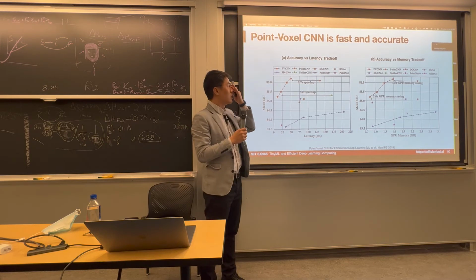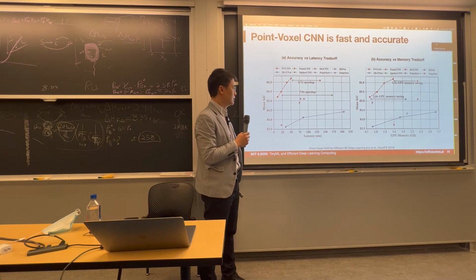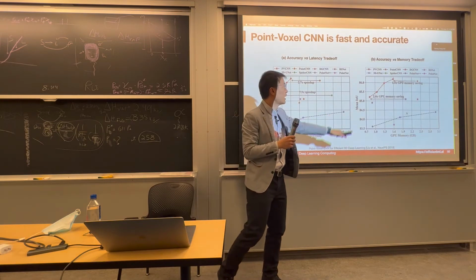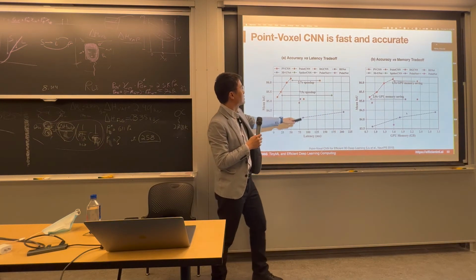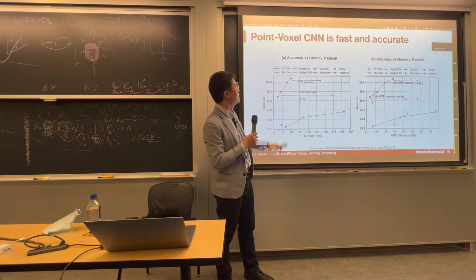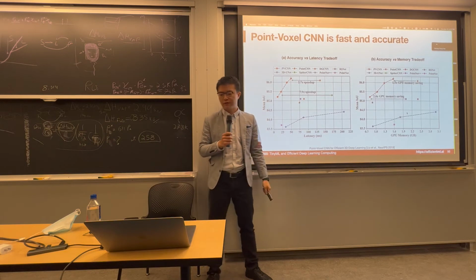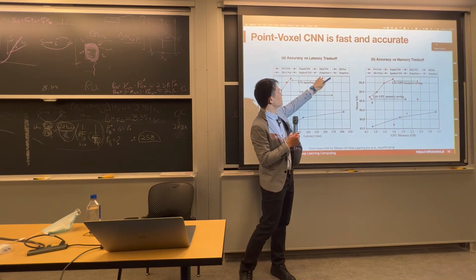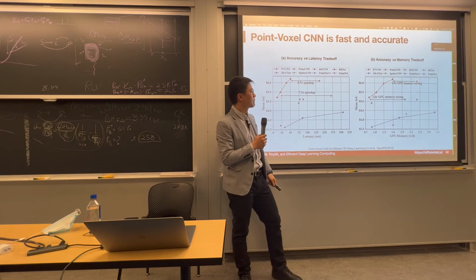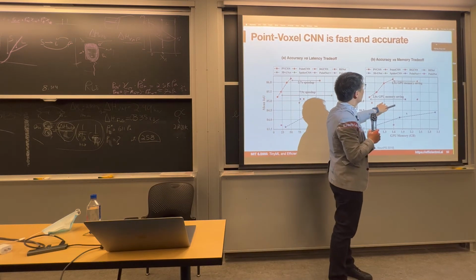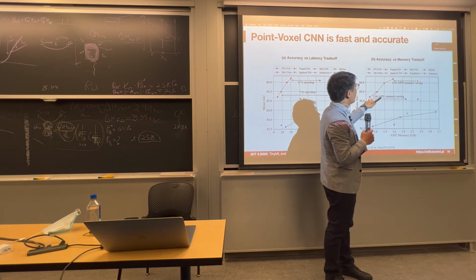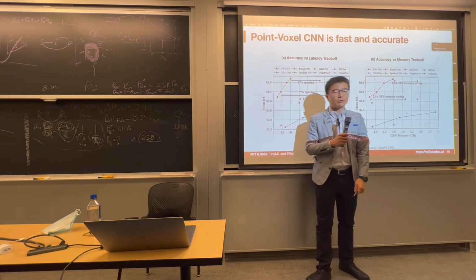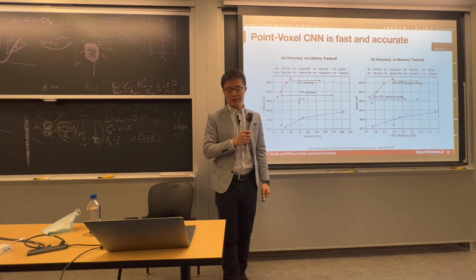This PVCNN, standing for point-voxel CNN, is fast and accurate. This compares the accuracy and latency trade-off, and this the accuracy and memory trade-off. Comparing with SpiderCNN and PointCNN, PVCNN ranges from 2.7 to 7.9 times speedup. Other networks like 3D UNet, SpiderCNN, PointNet++ are also in the figure. On the right-hand side, we are comparing the GPU memory. Compared with PointNet++ or PointCNN, the memory saving ranges from 1.5 to 2.4x.